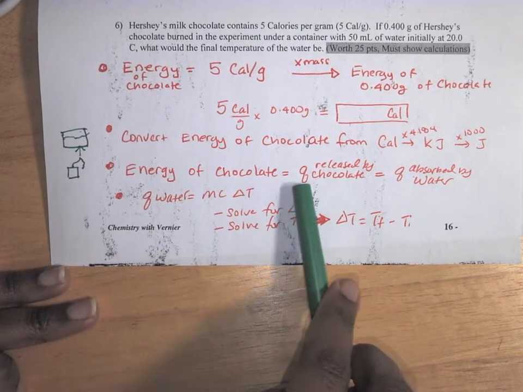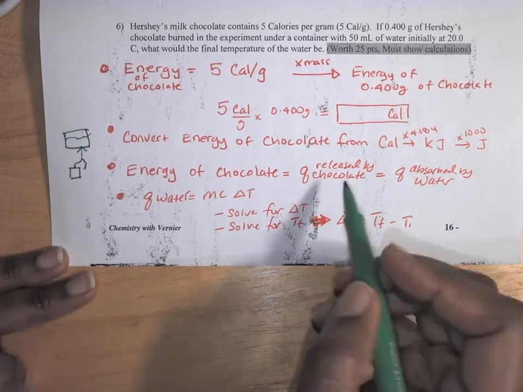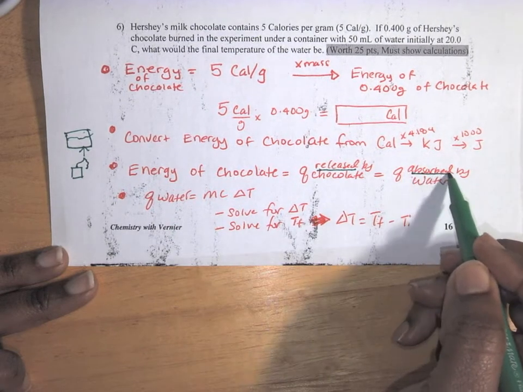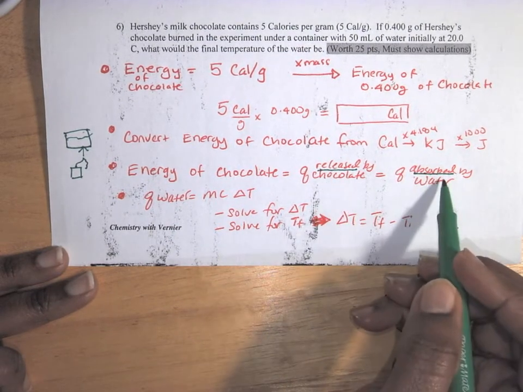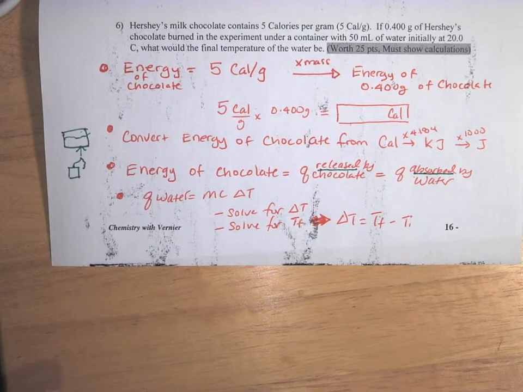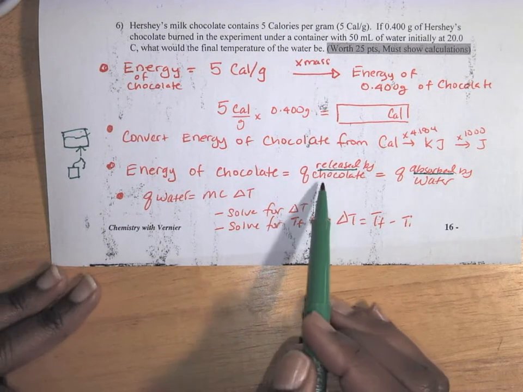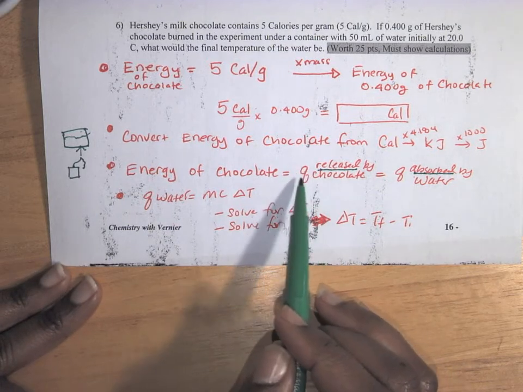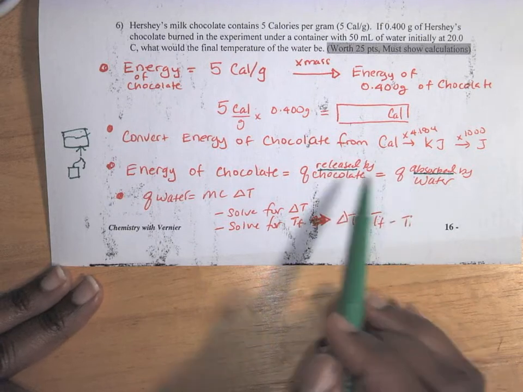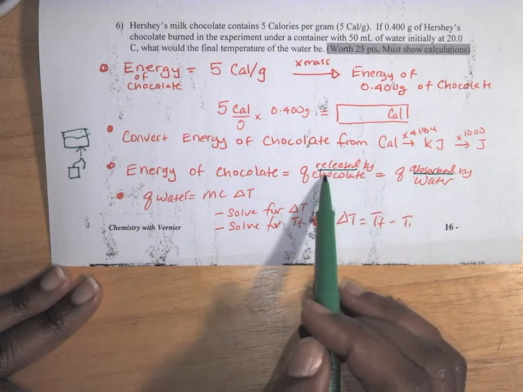Now, notice I don't have a negative sign on either side, and that's because I'm using the expression released and absorbed. Those descriptors tell you what the sign is. If this is being released by the chocolate, we already know the sign is negative, and this is being absorbed by the water, we know the sign is positive. So I actually don't need to worry about putting signs here because I wrote that in my words.